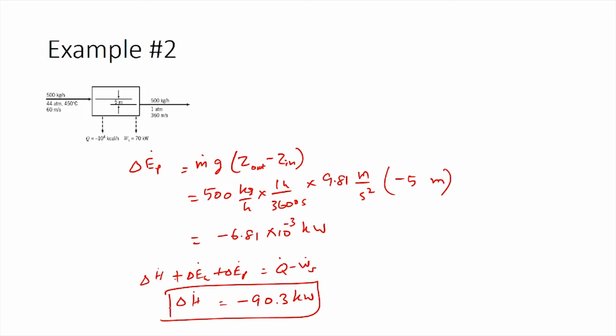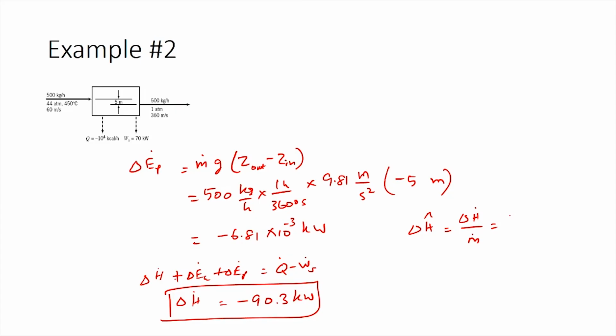The problem asks us to calculate the specific enthalpy change. So, this is the total enthalpy change for the system. So, we now need to calculate it in terms of specific enthalpy change. This means this value needs to be divided by the mass flow rate. So, delta H cap would be delta H dot divided by m dot. So, m dot here is 500 divided by 3600 kilograms per second.